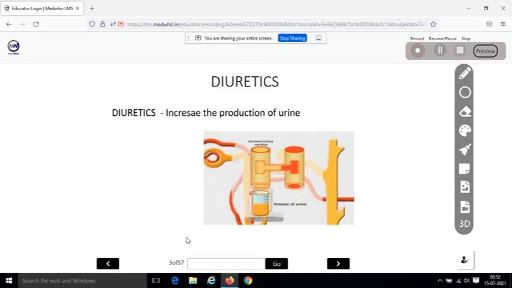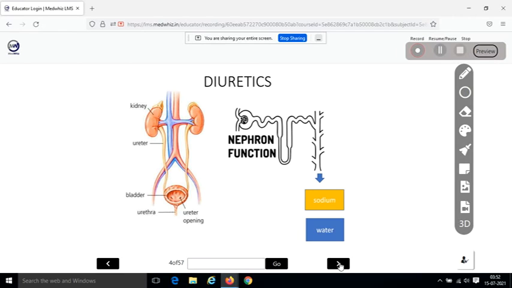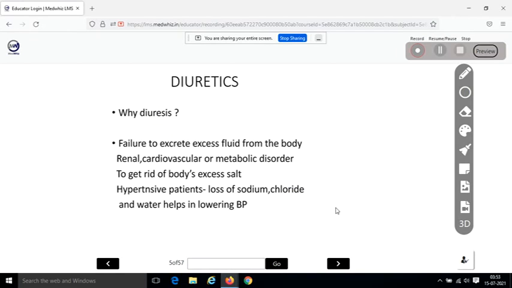As we know, these are the agents which are used to increase the production of urine and the increased excretion of sodium, which is known as natriuresis. Along with this, water also gets excreted, and that's how they cause diuresis. Now the question arises, why diuresis, where is it required?